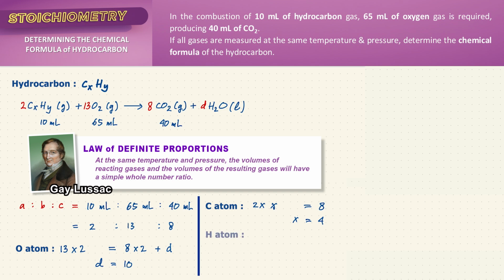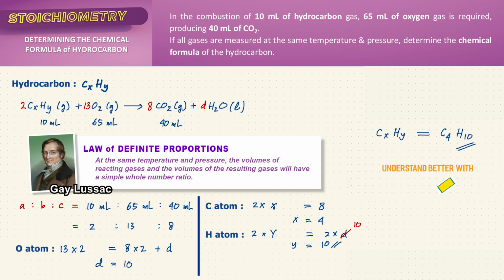Finally, let's balance the hydrogen atoms. On the left side, we have 2 times y hydrogen atoms. And on the right side, we have 2 times 10 hydrogen atoms. Therefore, we get y equals 10. Now, we already have the values of x and y. If we substitute them into CxHy, it results in C4H10. So, the answer to this question is C4H10.